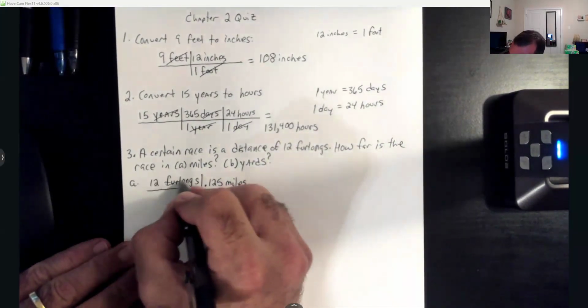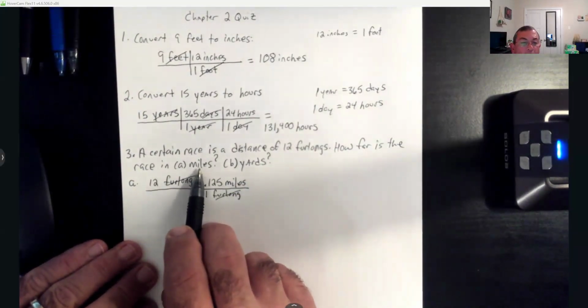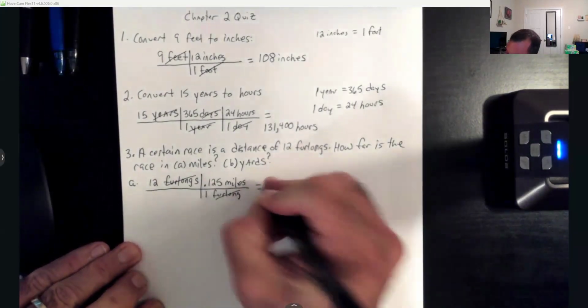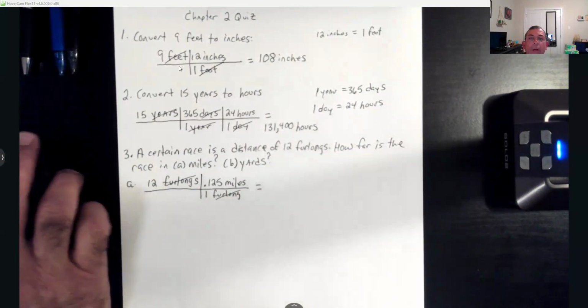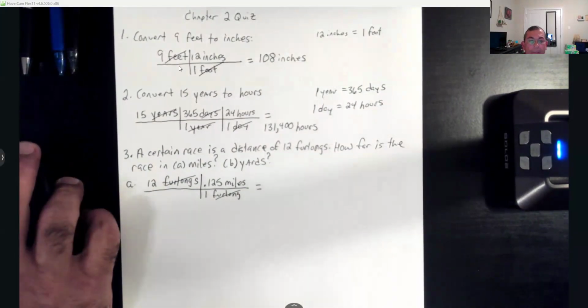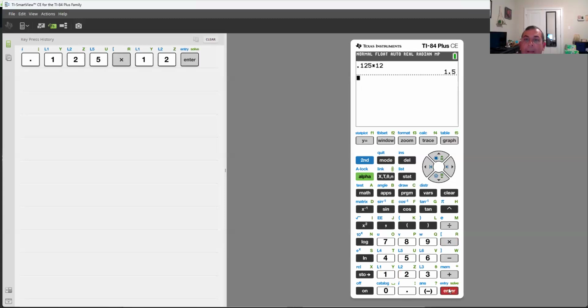All right, y'all. So these furlongs are going to cancel. And notice I'm ending up in miles like they wanted in part A. So y'all, let's go do that on our calculator. So I'm going to share that screen real quick. So I would do my 0.125 times 12. And I get 1.5. So that means it would be 1.5 miles.